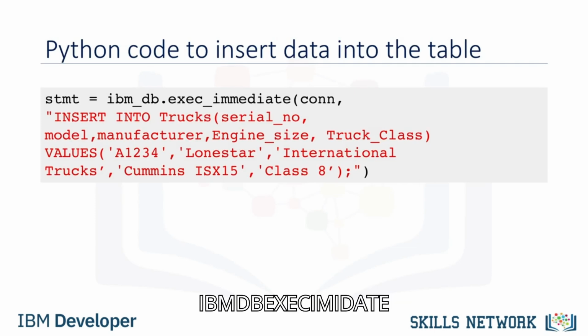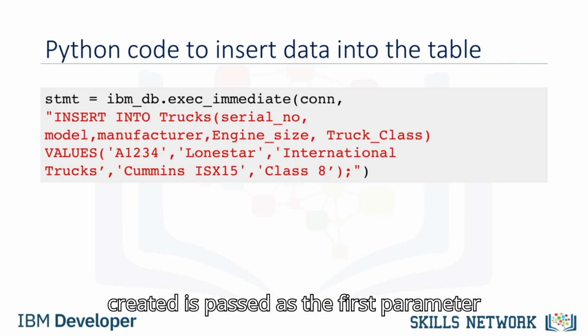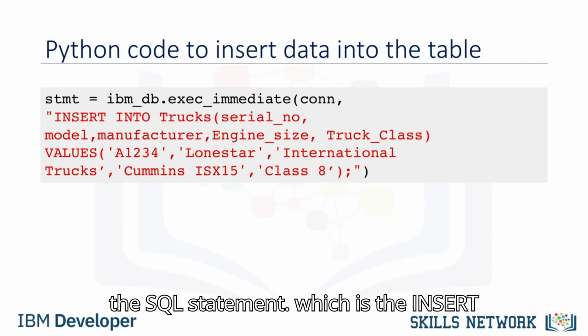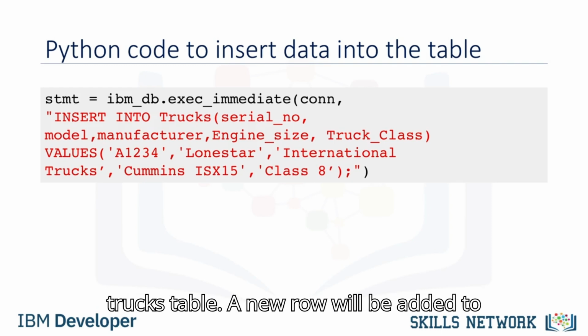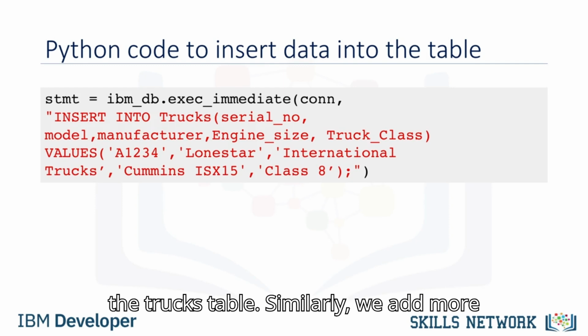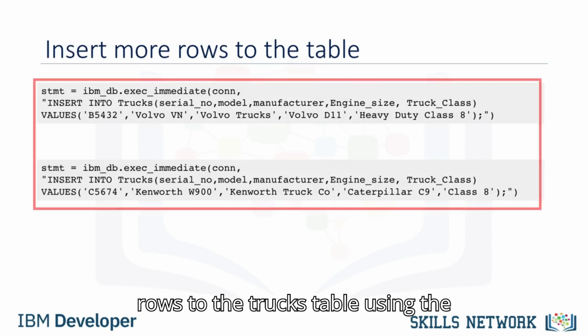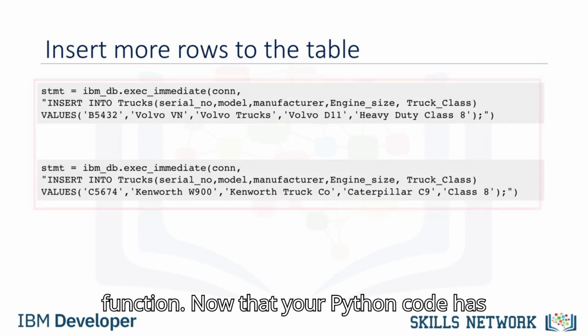We use the IBM_DB exec_immediate function of the IBM_DB API. The connection resource that was created is passed as the first parameter to this function. The next parameter is the SQL statement, which is the insert into query used to insert data in the trucks table. A new row will be added to the trucks table. Similarly, we add more rows to the trucks table using the IBM_DB exec_immediate function.